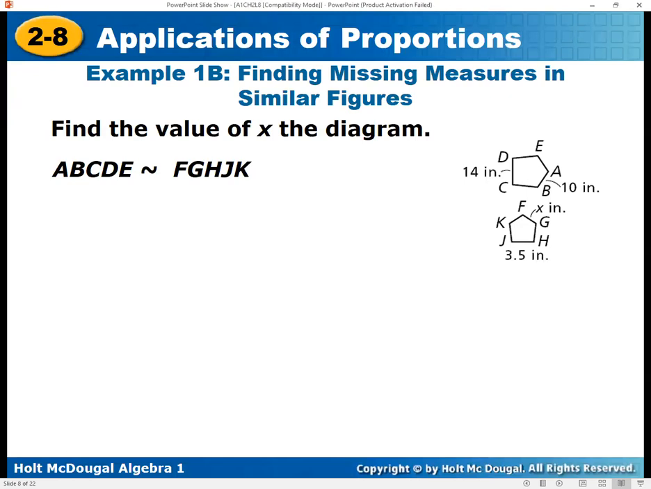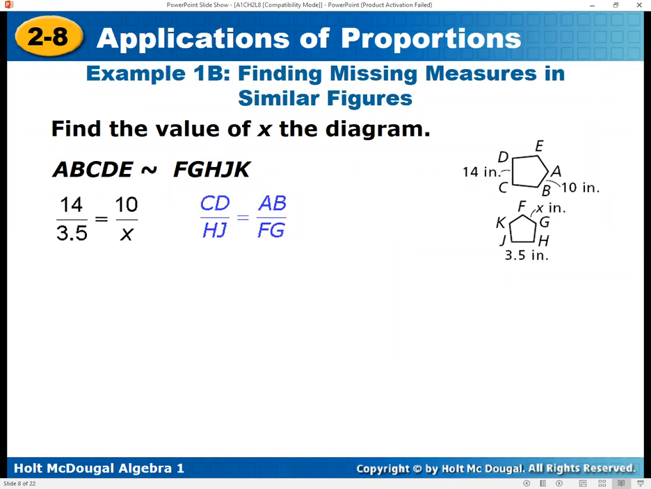Then we will not use all of these. We don't want to waste our time. That was at the beginning, but now we have to go directly to the sides which we are looking for. We are looking for CD over HJ equal AB over FG. Now we will substitute, then it will be 14 over 3.5 equal 10 over x.